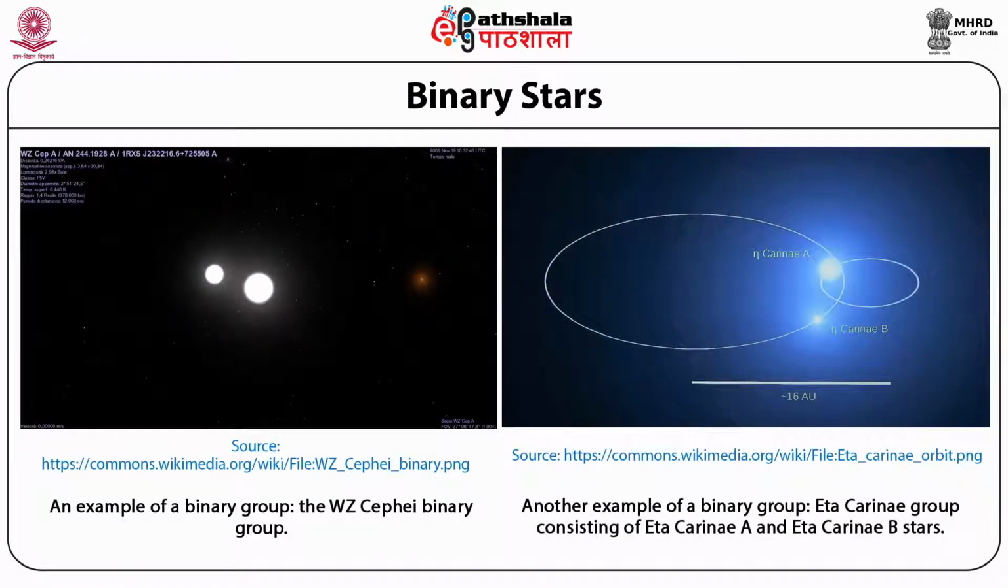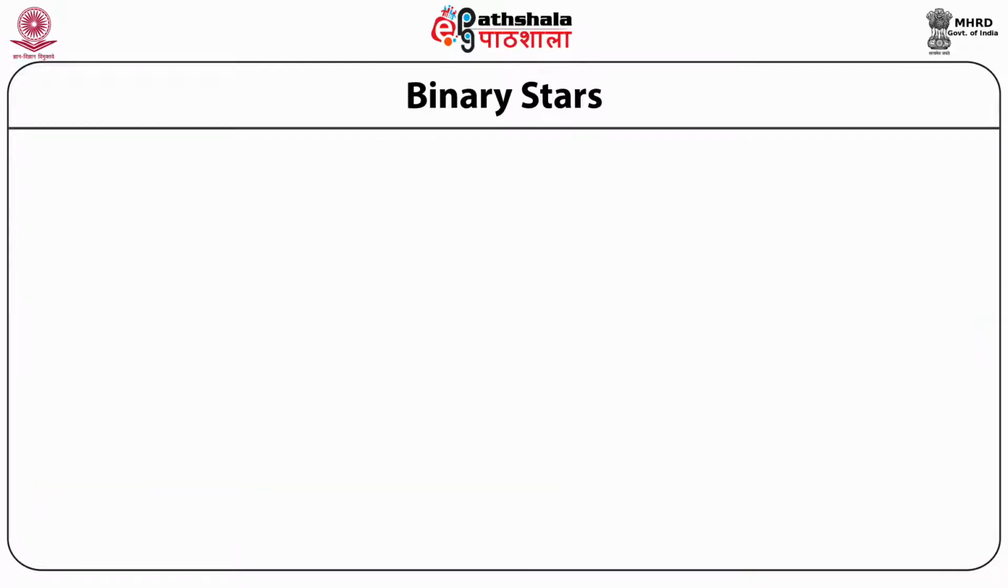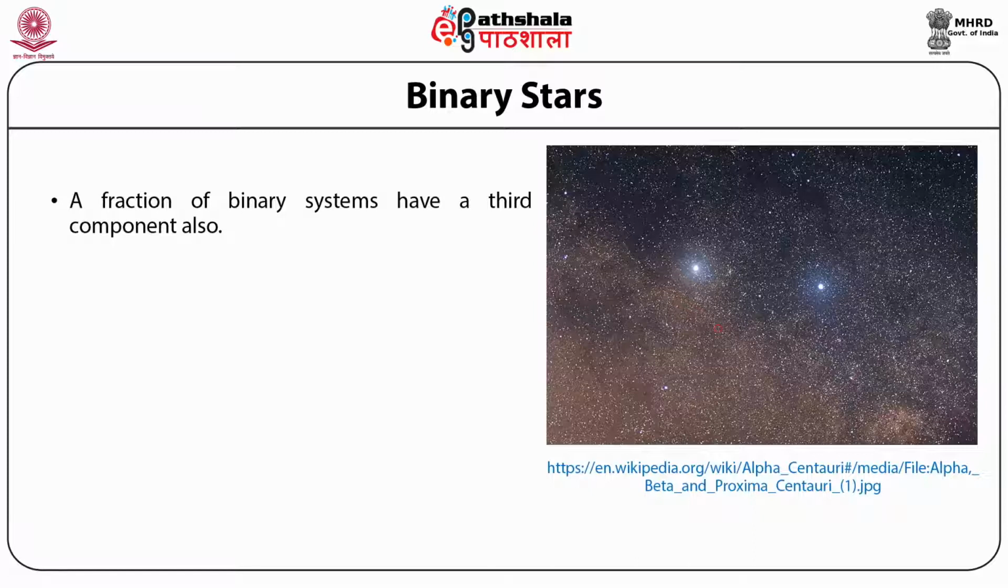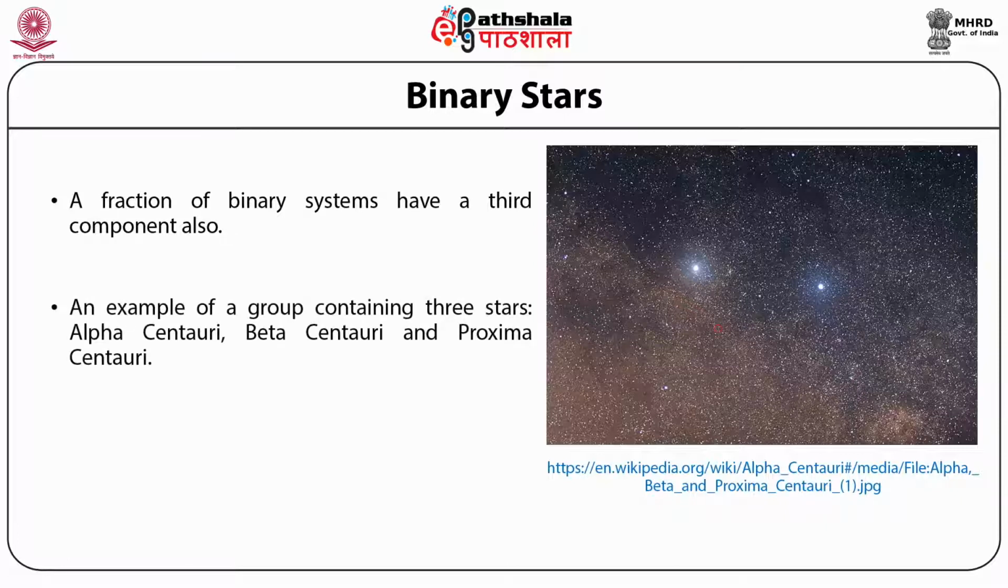These are the figures showing two examples of a binary group. The left hand side figure shows the WZ Sagittae binary group, and the right hand side shows the Eta Carinae group consisting of Eta Carinae A and Eta Carinae B stars. A fraction of binary systems have a third component also, and the example given here contains 3 stars: Alpha Centauri, Beta Centauri and Proxima Centauri.